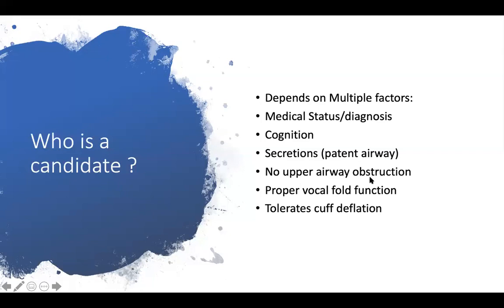No upper airway obstruction. If the patient has any tumors or stenosis in the upper airway, then probably they are not a candidate for a speaking valve. Proper vocal fold function. If the patient has paralyzed vocal folds in the medial position that are occluding the airway, then probably he's not a candidate for a speaking valve. And finally, tolerates cuff deflation. We'll talk about cuff deflation in a minute, because it is very, very important to make sure the cuff is completely deflated when you put a speaking valve on a patient.